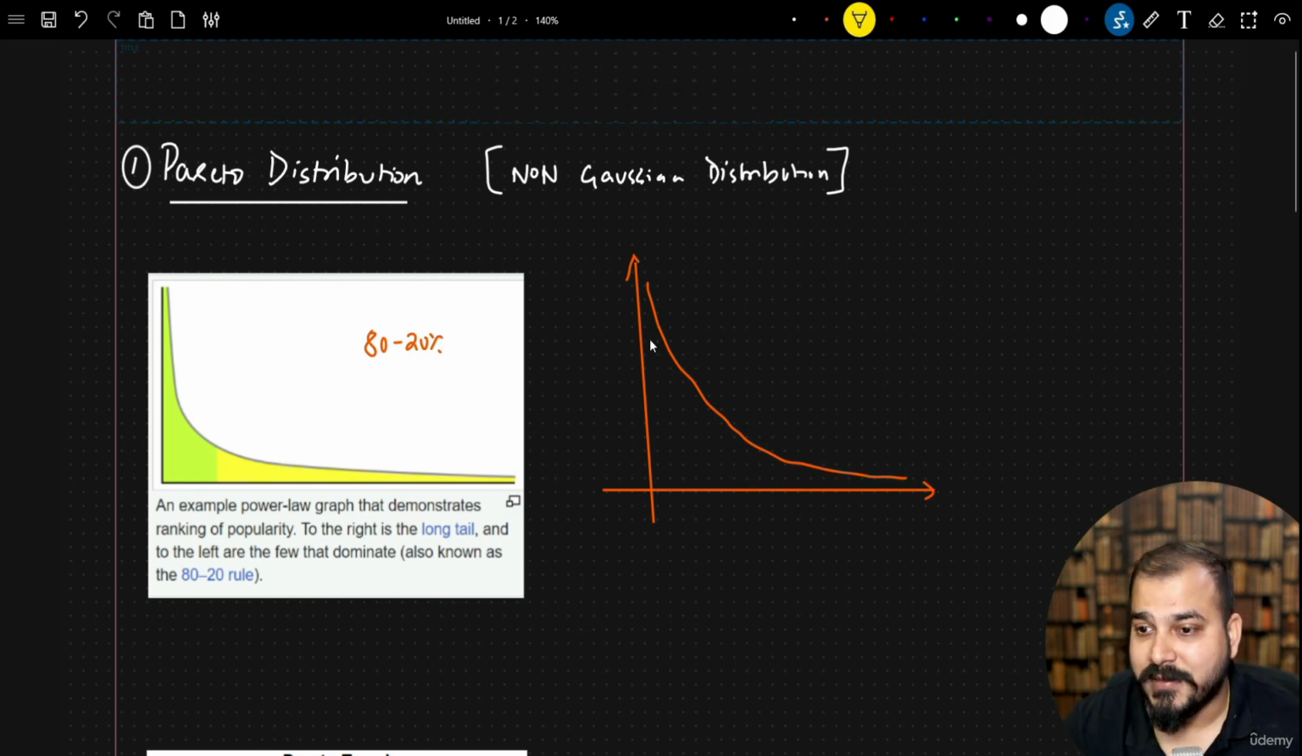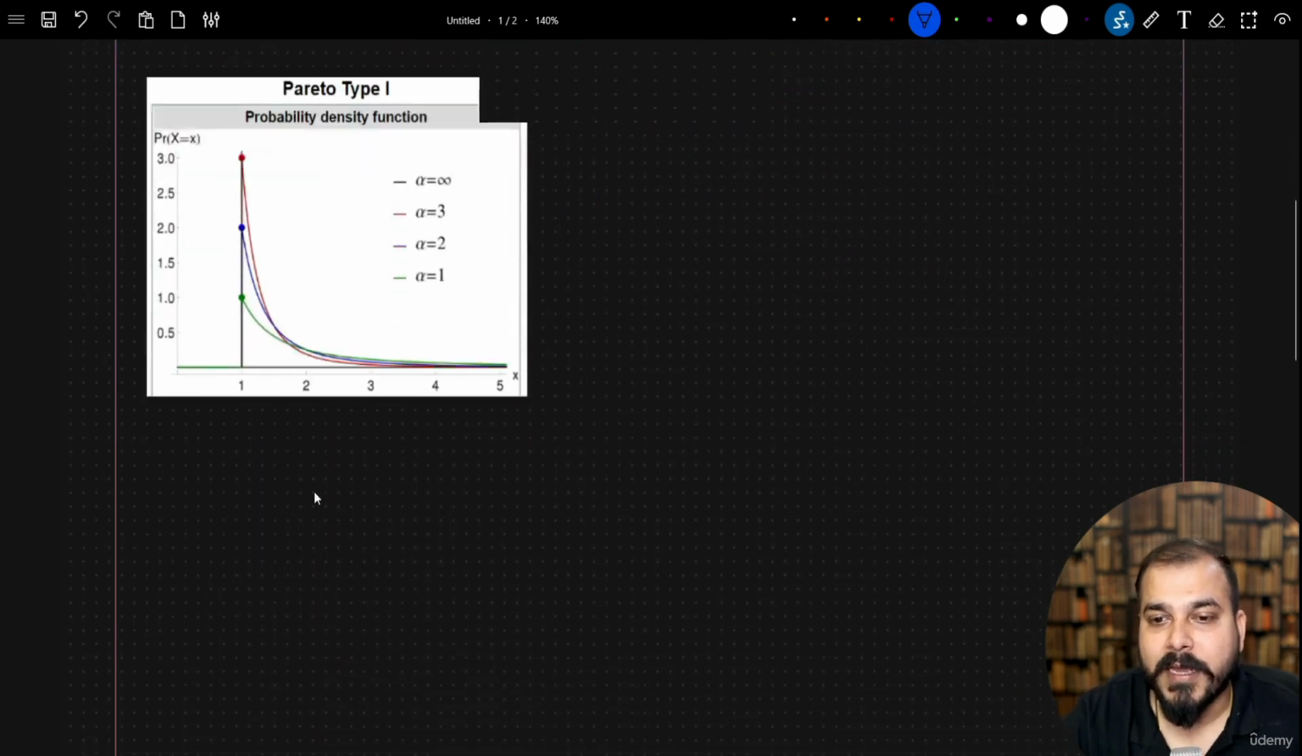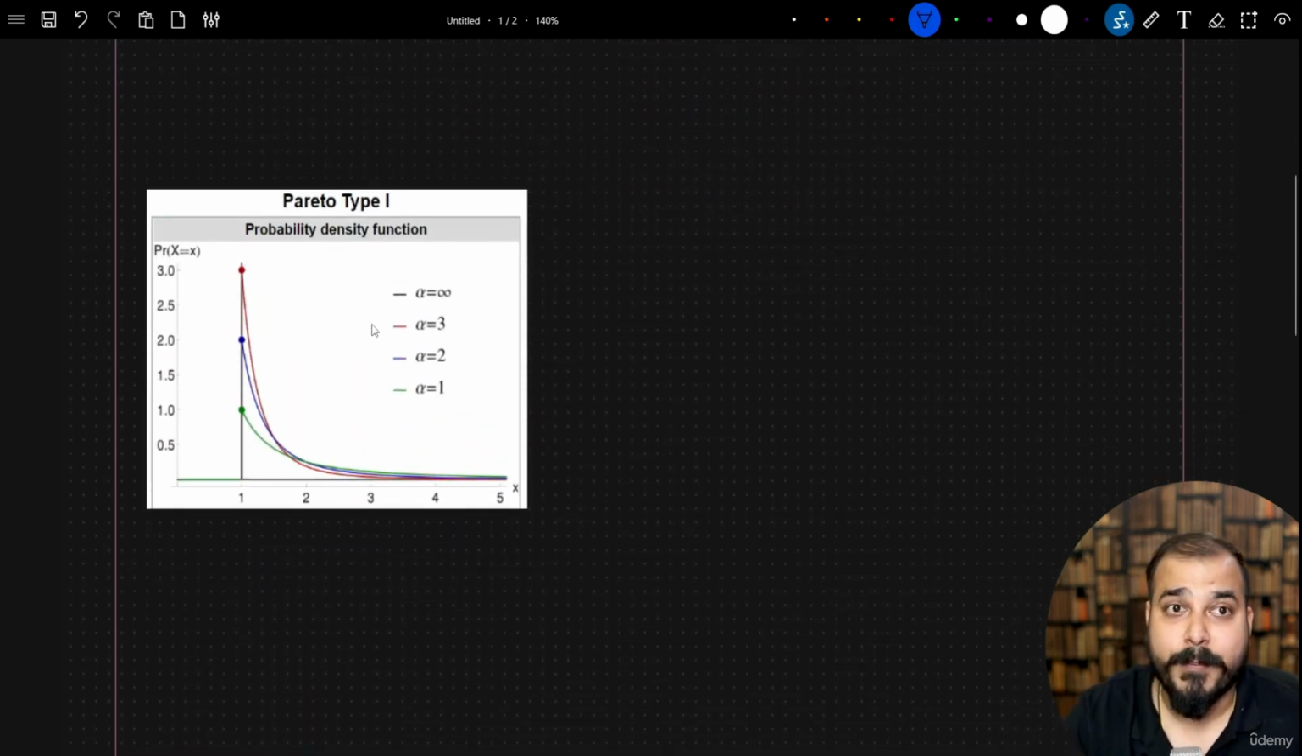You can actually change this height also. This height can also change like this, right? It can also be something like this, right? But mathematically, you really need to understand one very important thing about the Pareto distribution, if I discuss it with respect to the probability density function.